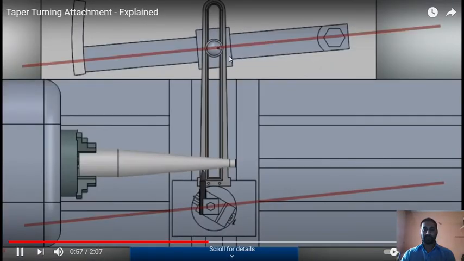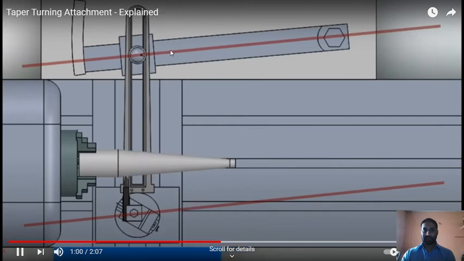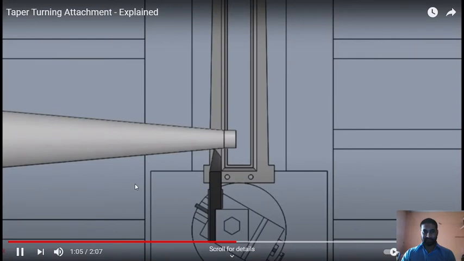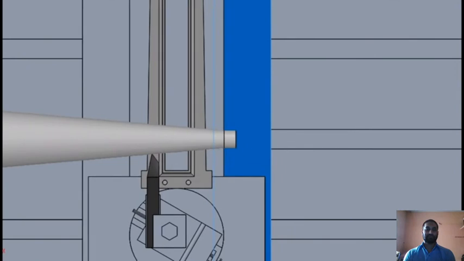So when the carriage moves, the cross slide moves along the guide, which is adjusted to a required angle. So the tool moves in a taper direction, which means the tool will also move along the guide. So, by changing the guide's position, we can change the taper angle.